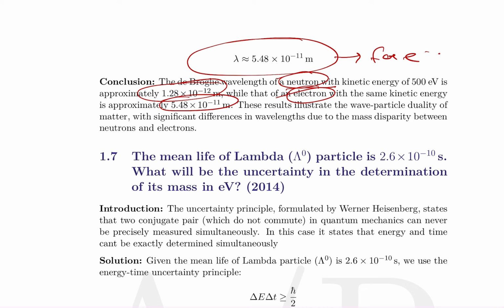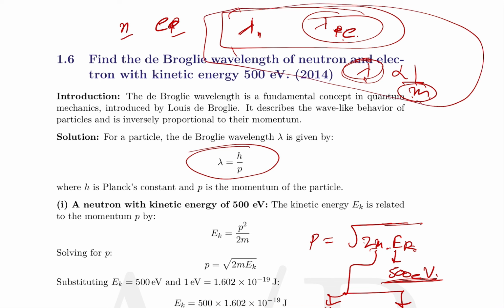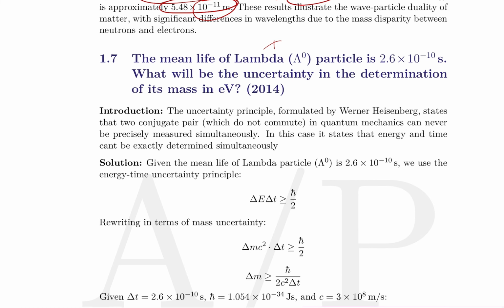Okay, so which one of them is more? This one is more, 10 raised to the power minus 11 is more. That means electron's lambda is more. So that means electron's mass is less, and we know that yes, mass of electron is less than mass of neutron. So we can clearly see this relationship. That means our answer is probably correct. At least the comparative order of the answer is correct. This is a very general confirmation of our answer.